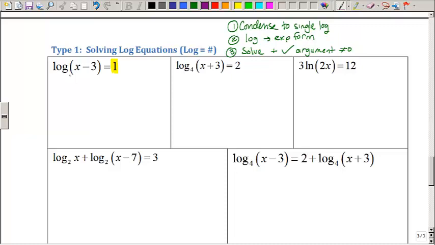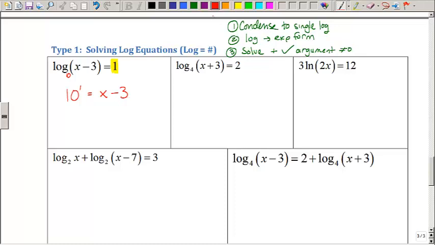So our first problem already is in a single log equals a number. So step 1 is already completed for us because I've isolated the constant term. Step 2 says we change the equation from log form to exponential form. So my base is an invisible 10 here, so I'm going to rewrite this equation as base 10 raised to the 1 power because the argument and the exponents are changing sides here. So 10 to the 1 equals x minus 3.